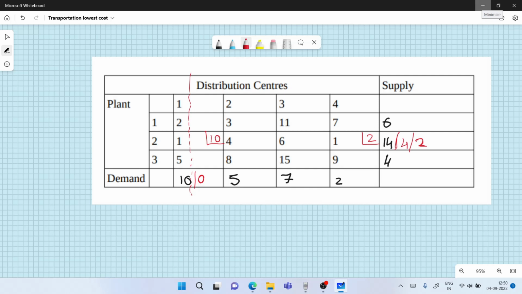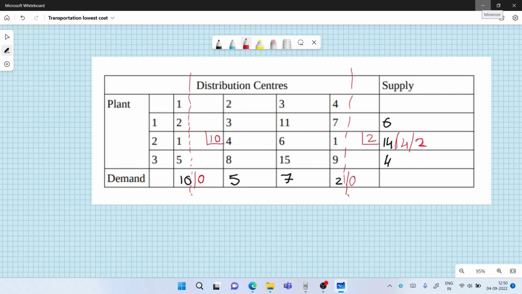So 2 is left over. And now we strike down distribution center number 4. The reason is its demands have been satisfied. Now we are left with a matrix where we have distribution center number 2, 3. And of course, we have supply from plant number 1 and also remaining supply from plant number 2 and supply from plant number 3.